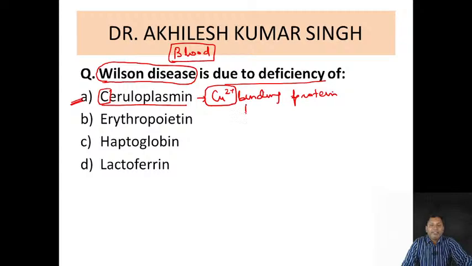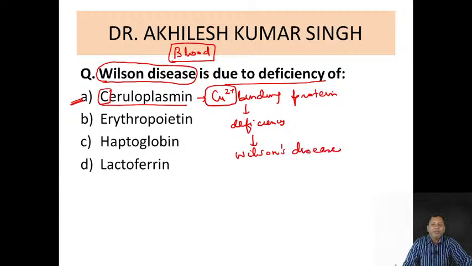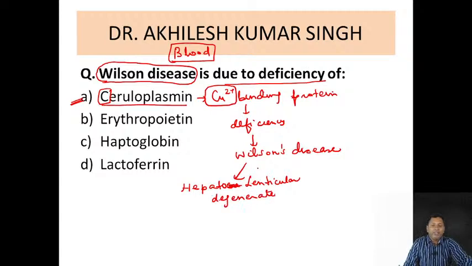Right. So its deficiency will lead to what? Its deficiency will lead to Wilson's disease. And what will happen in Wilson disease here? This will lead to hepatolenticular degeneration, meaning degeneration of the liver and the lenticular nucleus in the brain. They will degenerate because the copper will deposit here.